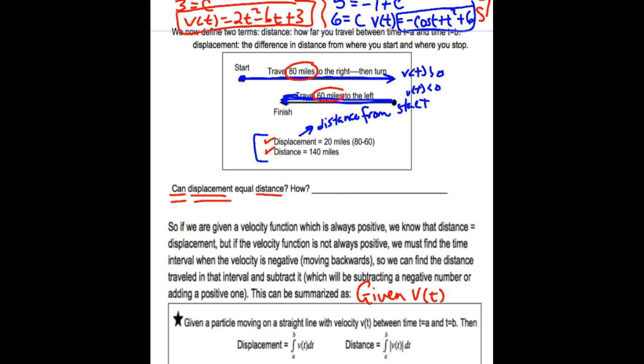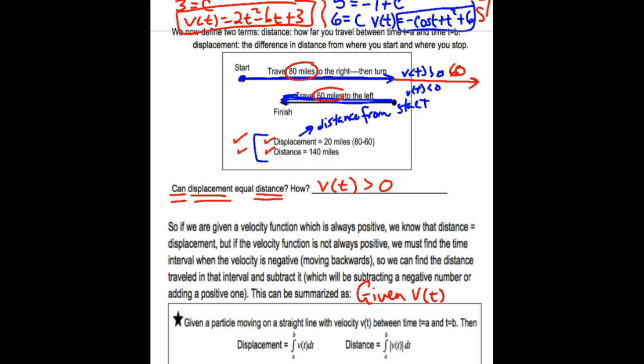Can displacement ever equal distance? Could these be equal? And the answer is yes, obviously. If my velocity is always positive, then my displacement, had I just continued going this direction and gone 60, then I'm displaced 140 and I have traveled 140.